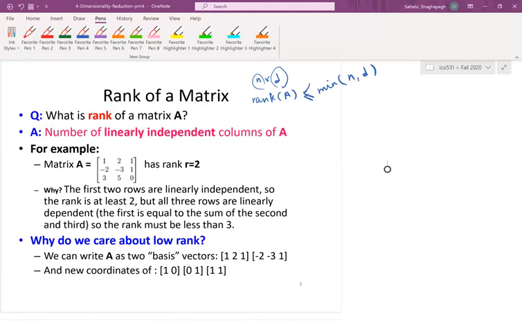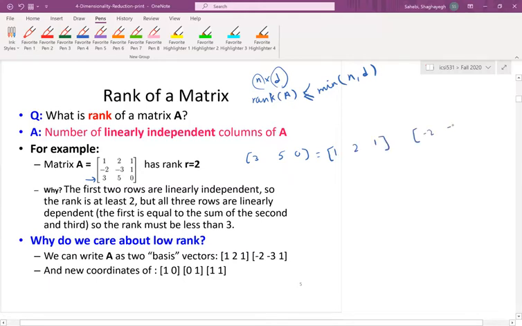Why? Because I can only find 2 linearly independent columns or rows in this matrix. The third row, for example, can be written as a linear combination of the other 2. So here we can see that the third row, 3, 5, 0, can be written as a linear combination of the first row, 1, 2, 1, and the second row, -2, -3, 1. What is a linear combination?